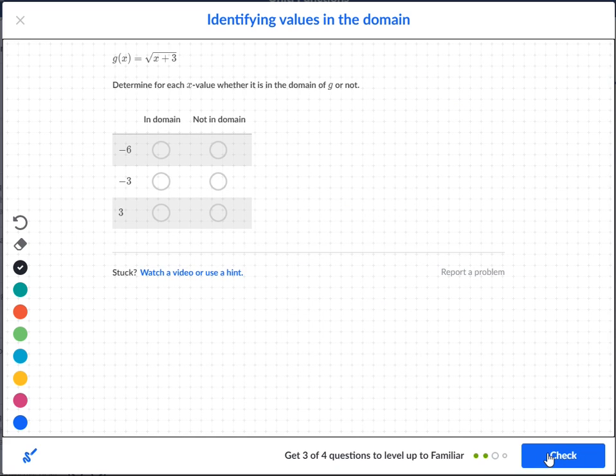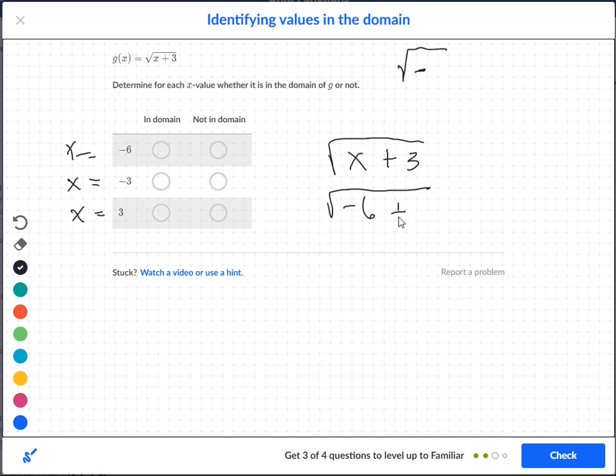Okay, now we have a square root. What you want to stay away from with a square root is any negative numbers inside. So I can say x equal to negative 6, x equal to negative 3, and x equal to 3. I do not want to get a negative number inside. So I'm going to say negative 6 for the x plus 3, and what happens is I get a negative 3. That is not possible. You cannot have a negative, so that is not in the domain. So the negative 6 is no good.